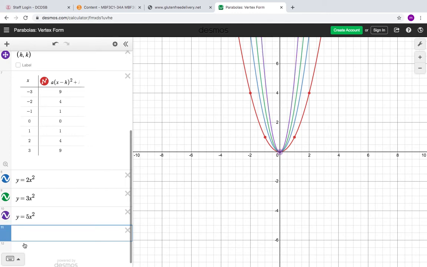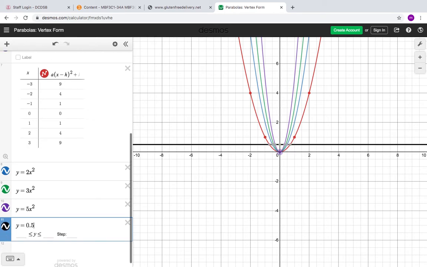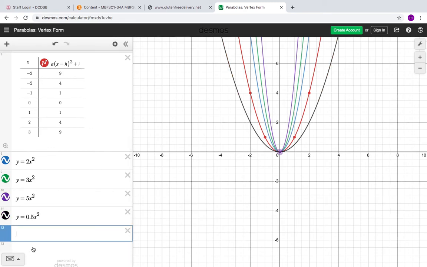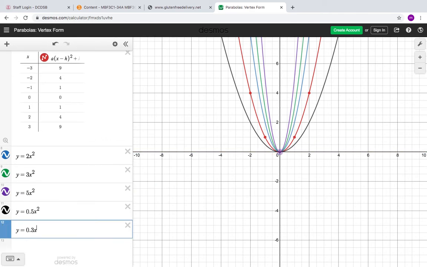Now, if a is between 0 and 1, so let's say it's 0.5, we see that the graph is getting wider. You can pick any value between 0 and 1, and you're going to see that the graph is going to be wider and wider. And we call that a vertical compression. This is when you're compressing the graph, when you're pressing on it to become wider.